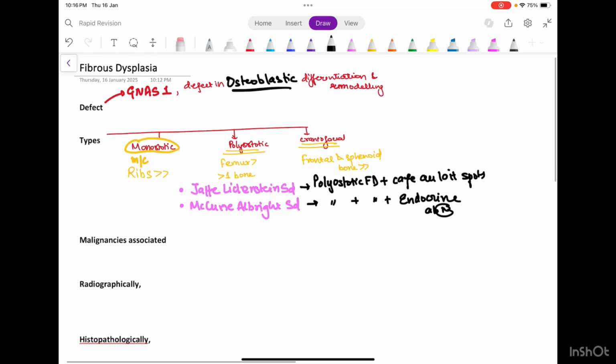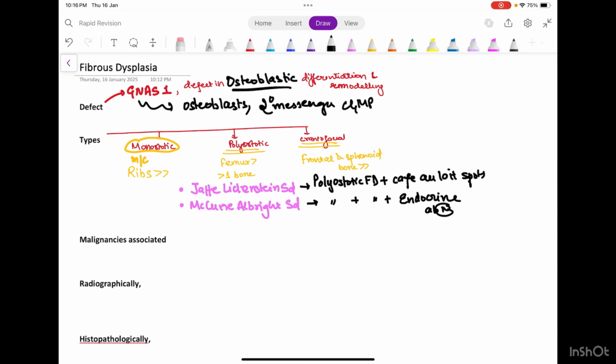Now basically what happens is this basically has an action on the osteoblast. Then it also has an action on secondary messenger, which is cGMP. Then it also has an action on the melanocytes, due to which it leads to this presence of café-au-lait spots.